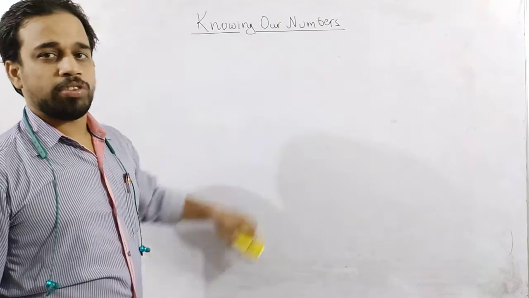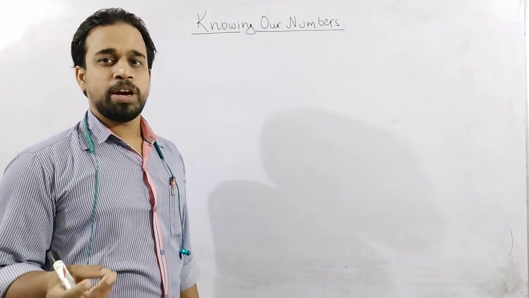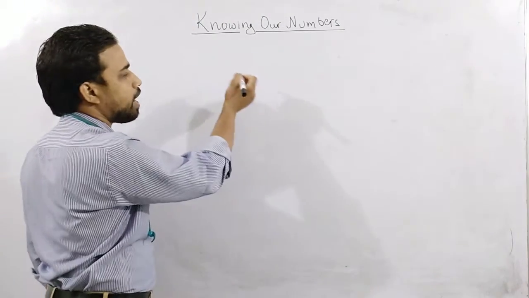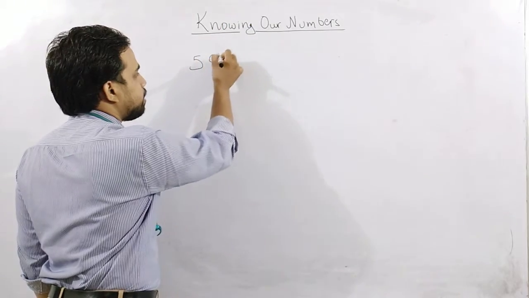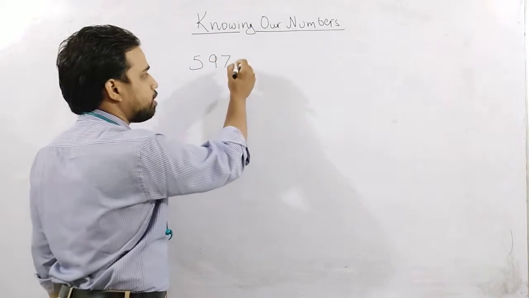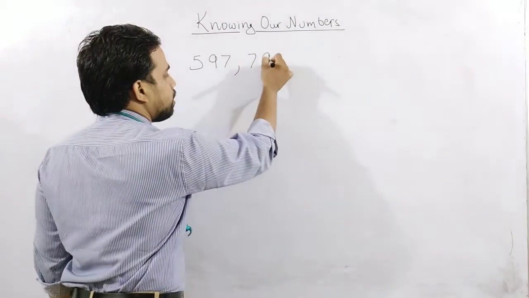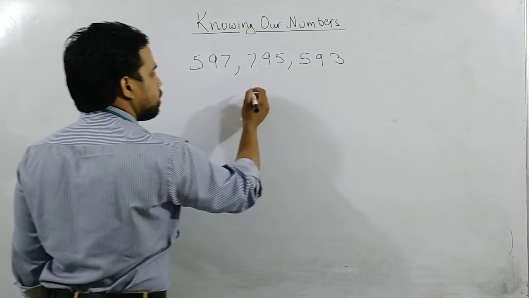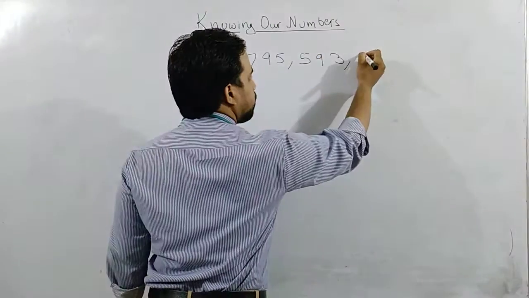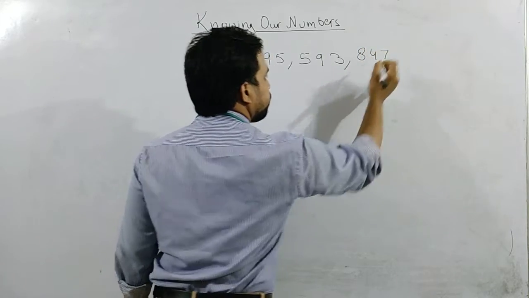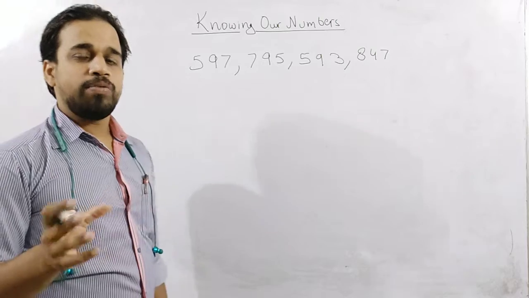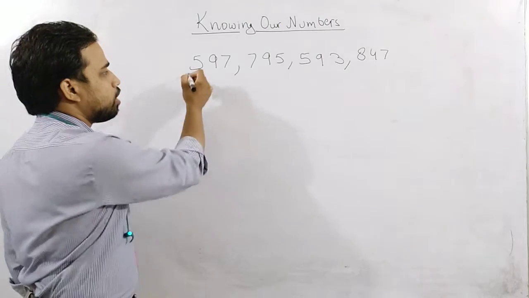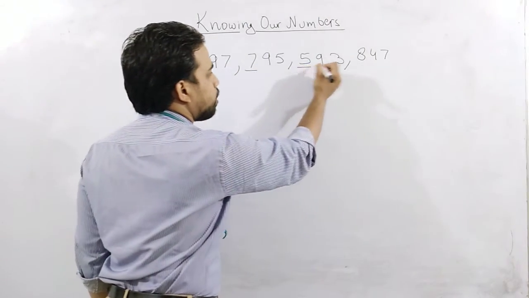Let's understand this concept in a much better way. The question is, if I write 597, again the number is going to repeat itself, 795, 593, and let's take one more number, 847. So now if we have to recognize the greatest number, we will have to look at the numbers that are in the position of 100.